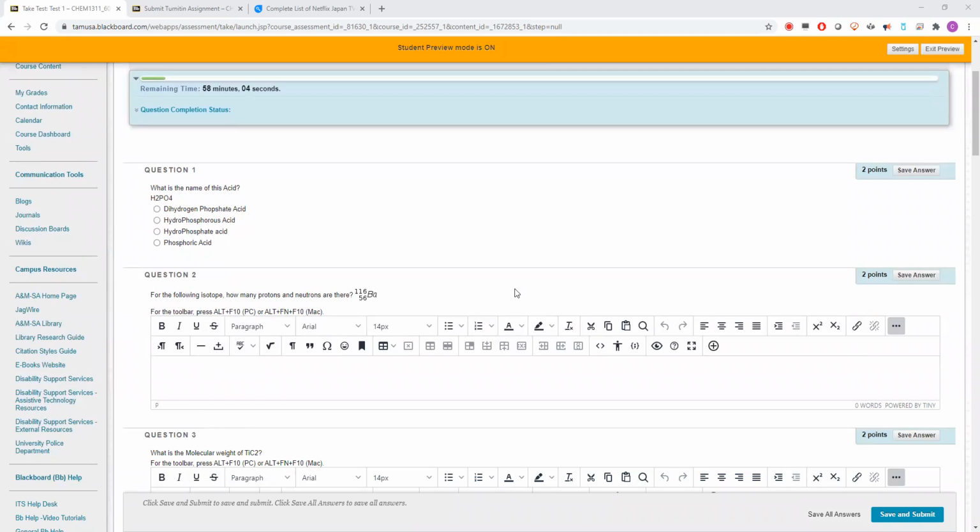In the following isotopes, how many protons and neutrons are there? All right, so for this, there's a couple ways to do this. One, you could look up Ba on the periodic table and see that it has the atomic number of 56, or just right here, 56 protons. Then 116 is the atomic mass. So to get the neutrons, it's 116 minus 56. That's 60 neutrons.